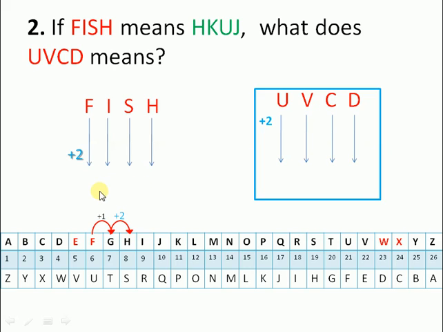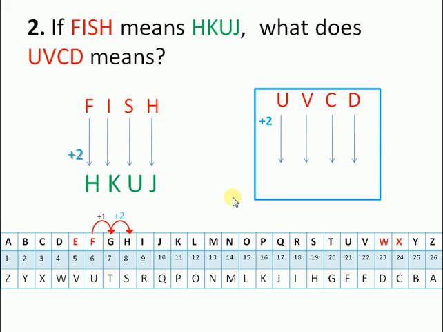FISH. F is changed to H, which means F is skipped 2 times forward. That is how it becomes H. Same in the case of I: I is turned to I, J, K, K. S to U. H to H, I, J. So J. So this is how FISH is formed.